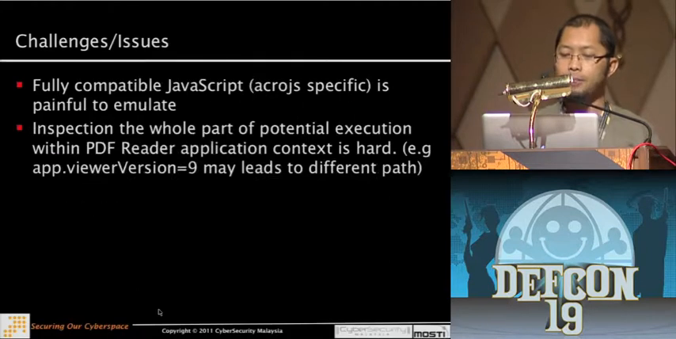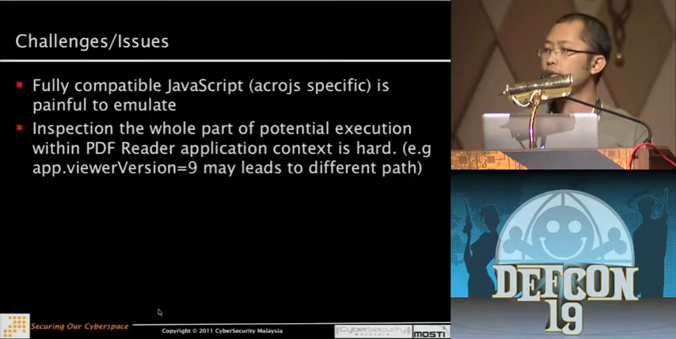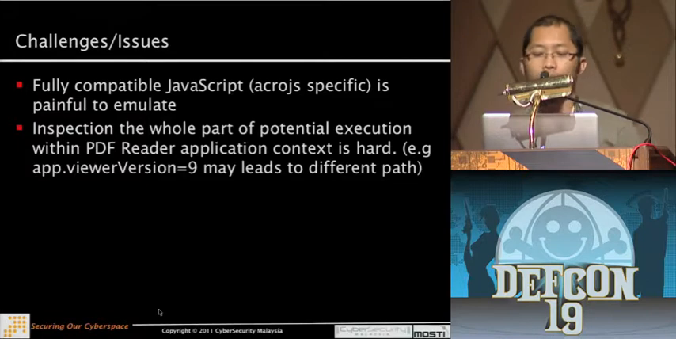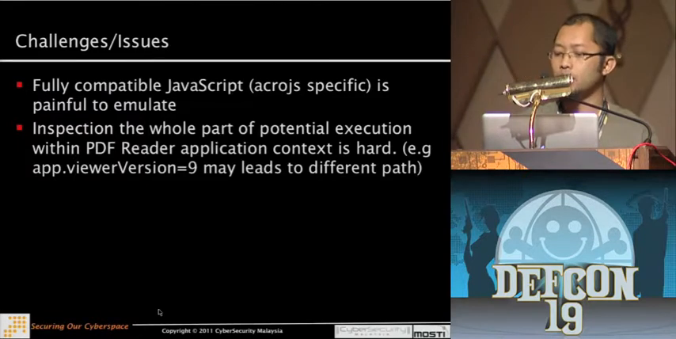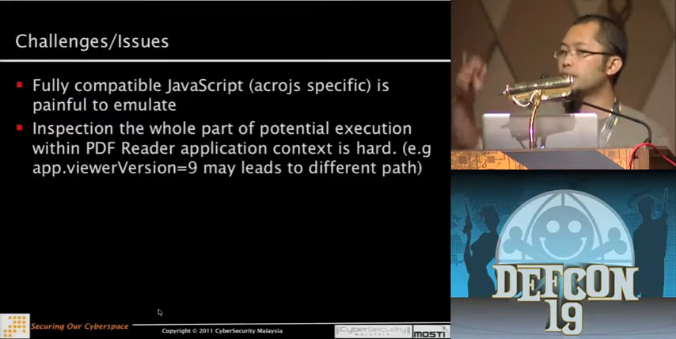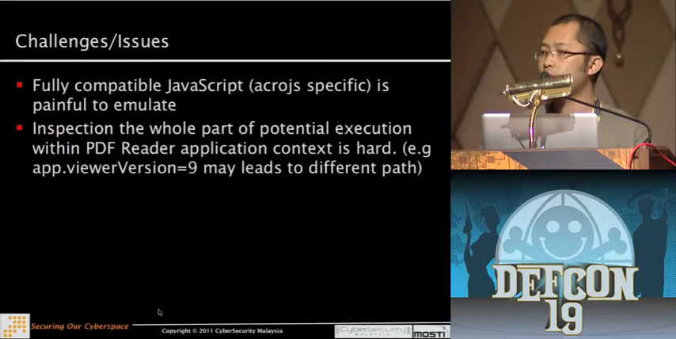And of course, trying to be fully compatible and emulate JavaScript is very painful, especially with functions specific to Acro JS. Inspecting the whole potential execution within the PDF reader application context is hard. For example, if you try to analyze outside the context of the PDF reader, it would be difficult to find out the flow. For example, with a different viewer version, such as version 9, you have a different execution. So you need to mimic all this environment within your analyzer.